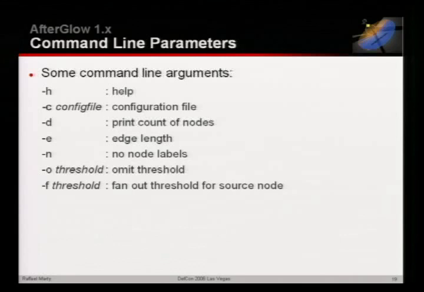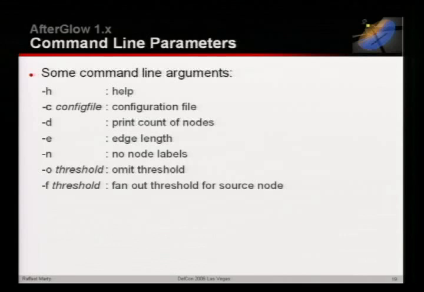And then you have -O. It's a horrible way I named it here, omit threshold. It's basically how many times a node has to show up to actually be in the graph. That's what I described before, the number of occurrences.